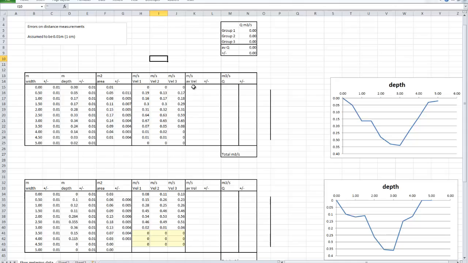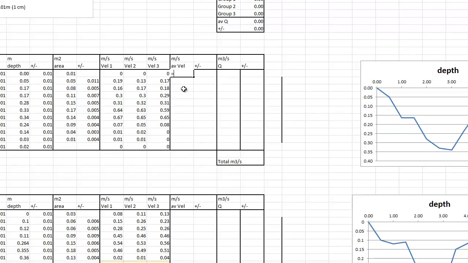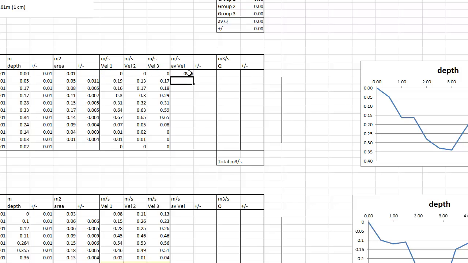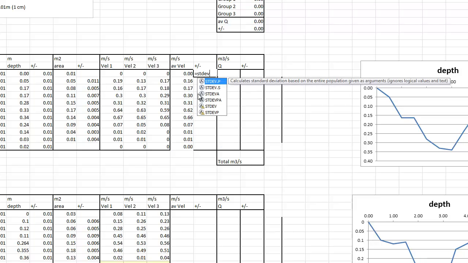So the first thing that you need to do then is to work out the average velocity. So we'll enter average. It's the average of these three numbers. And copy that down. So you've got your average velocity. The error on your average is the standard error of the mean. So in order to get that, we need to do the standard deviation. It's not standard deviation P, it's just standard deviation, because these are a sample of all the possible measurements you could have made.